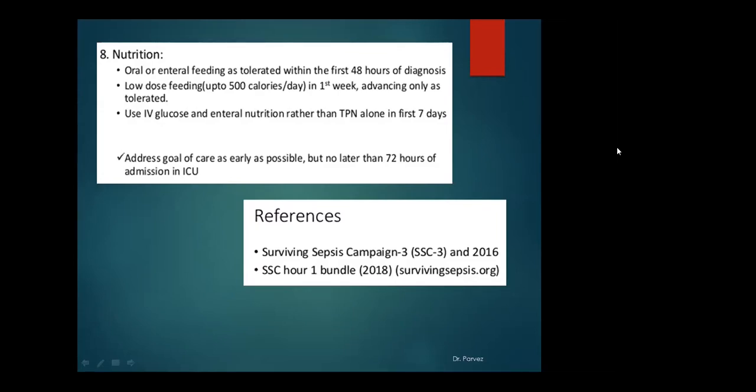So by this, I come to conclusion. I have taken the above information from the 2018 guidelines given by the Surviving Sepsis Campaign.